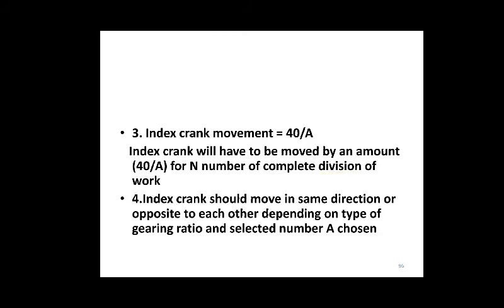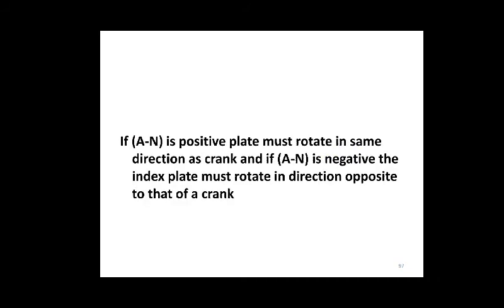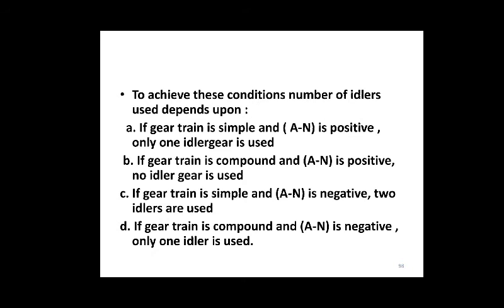Index crank movement is equal to 40 upon A. The index crank will have to be moved by an amount 40 upon A for N number of complete divisions of work. And the index plate should be moved in the same direction or opposite to the crank depending on the type of gearing and the selected number chosen. If A minus N is positive, the plate must rotate in the same direction as the crank, and if A minus N is negative, the index plate must rotate in the direction opposite to that of the crank. To achieve these conditions, the number of idlers used depends upon it.